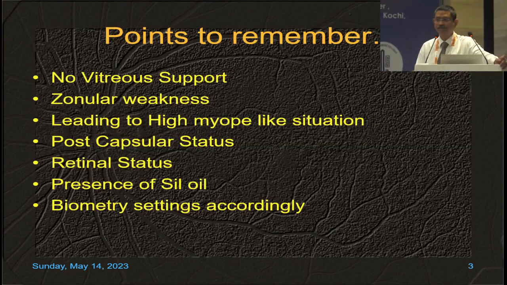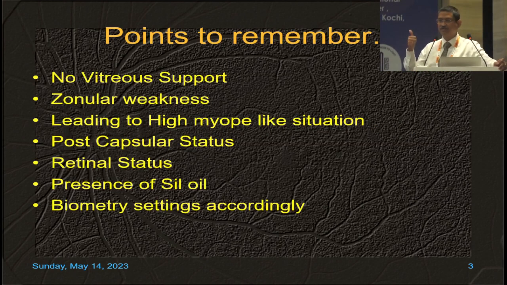The points to remember are that here there is no vitreous support, and there is always a zonular weakness. And before that, let me tell you, if you are both the vitreoretinal surgeon and the cataract surgeon, and the previous surgery was done by yourself, you know what has been done earlier, so you are much more confident about the situation. If not, then you need to get the details of it.